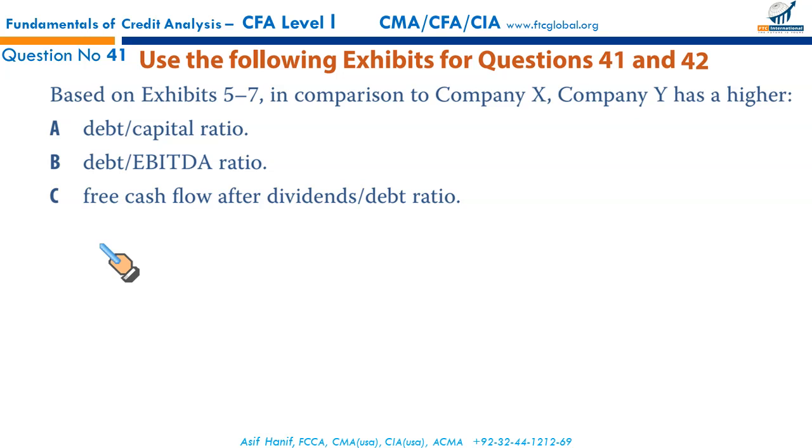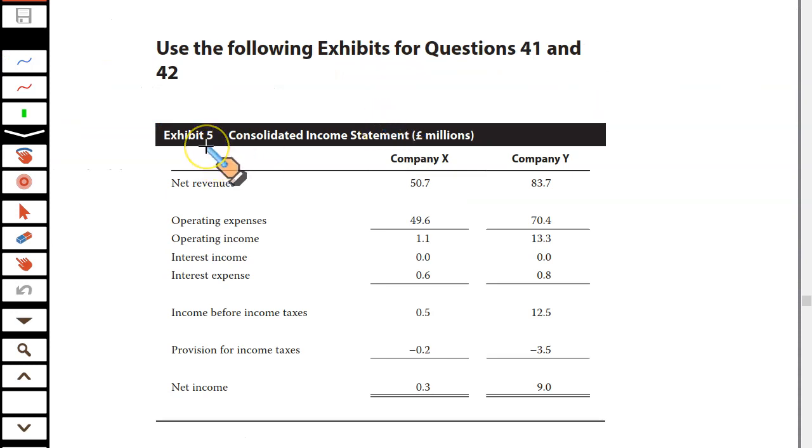Now we have 2 questions that require some reference to your curriculum exhibits. Use the following exhibits for questions 41 and 42. Which exhibits? 5, 6 and 7. Exhibit 5 followed by 6 and 7. And what exactly do we need from these exhibits? What do we need to calculate? Let's see the requirement.